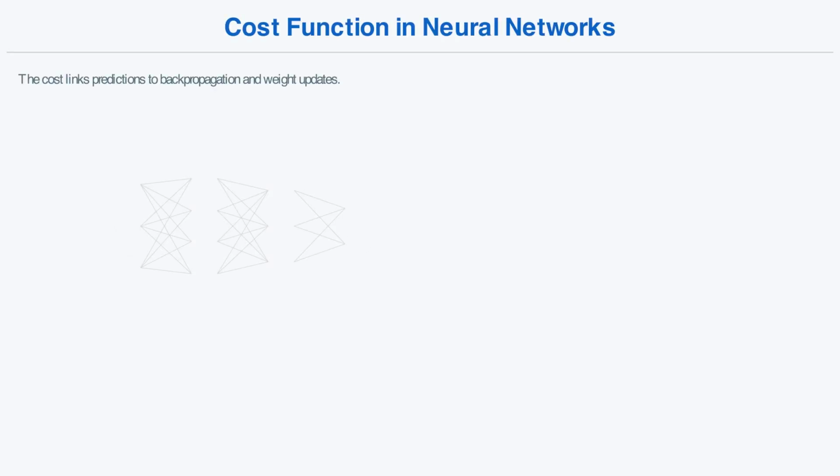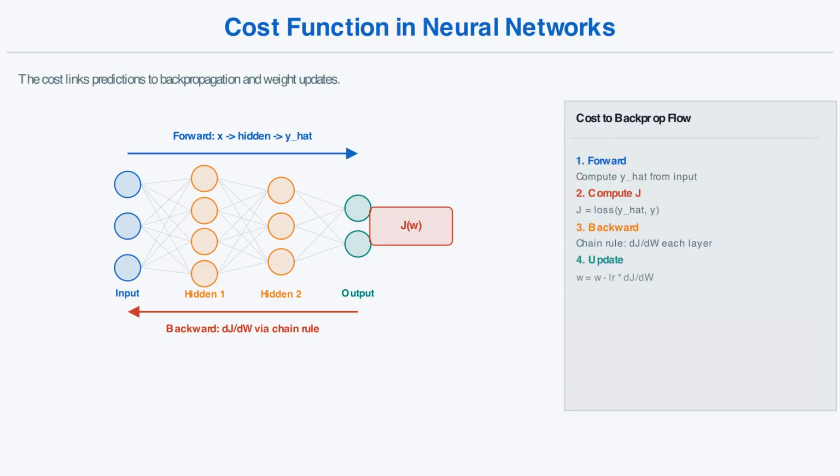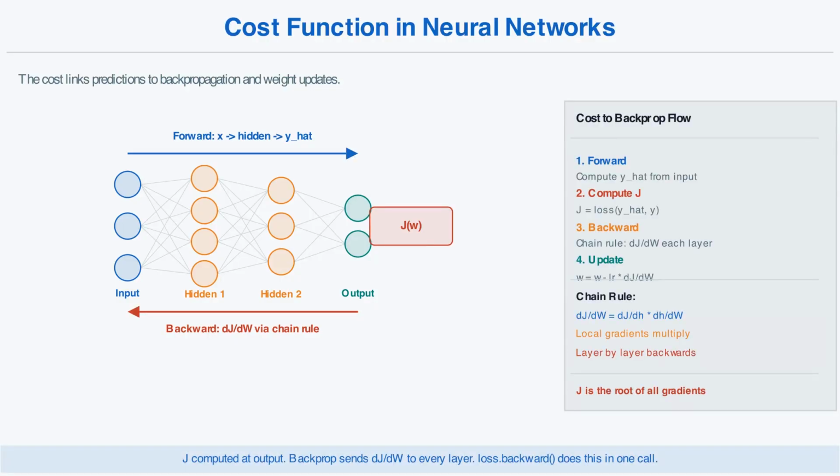Now let us see exactly how the cost function connects to backpropagation in a neural network. During the forward pass, data flows left to right through the network. Input features enter, get multiplied by weights, pass through activation functions in each hidden layer, and finally produce the output predictions y-hat. This is the forward pass. Once we have the predictions, we compute the cost. J equals the loss function applied to y-hat and the true labels y.